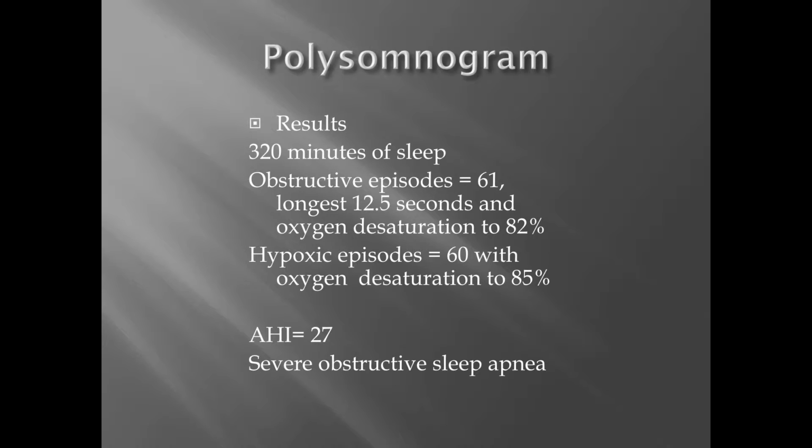The polysomnogram in this case demonstrated 61 obstructive episodes for this child, the longest of 12 seconds, with oxygen desaturation to 82%. That's not something we want to see in any child. The AHI, or the apnea hypopnea index, remember, should be around 0 to 1 or 2. It was 27 in this child's case, indicative of severe obstructive sleep apnea.